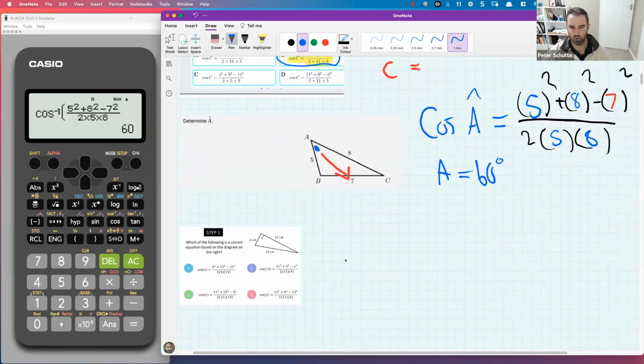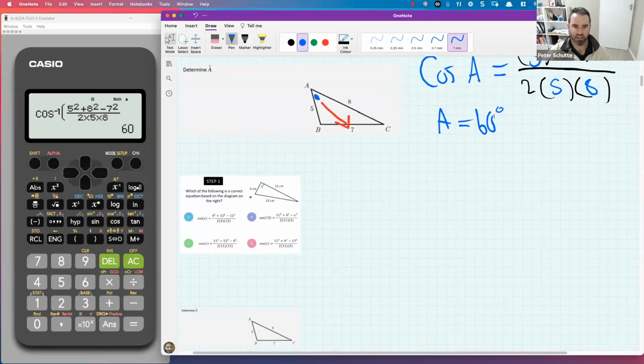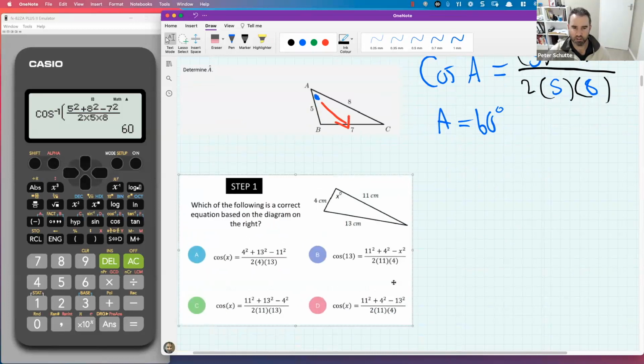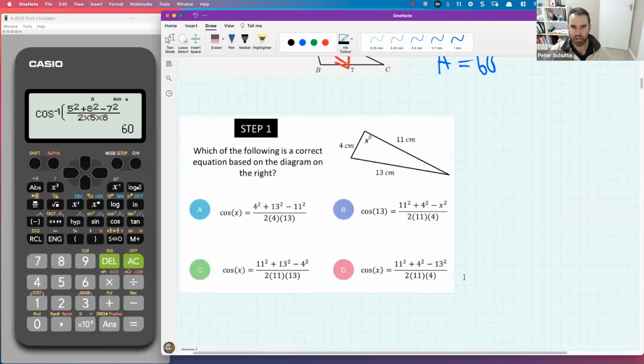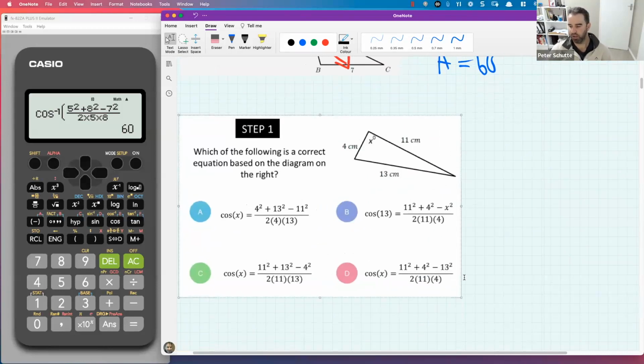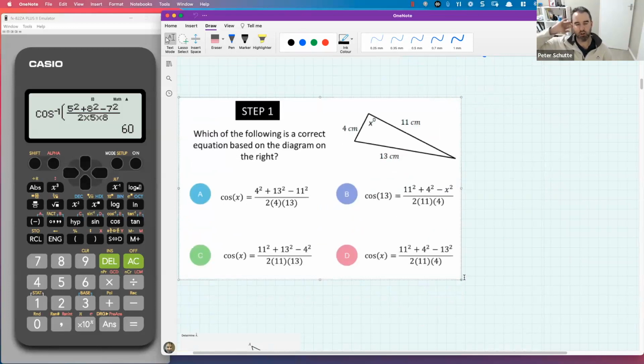Let's do a multiple choice question. That'll also help me understand how everyone is feeling. So you're given the following triangle, and it says which of the following is a correct equation based on the diagram on the right. You'll notice that you're given 3 sides in the triangle. Which one do you think fits to build an equation that will help you find that angle? So that's the angle I want to find.